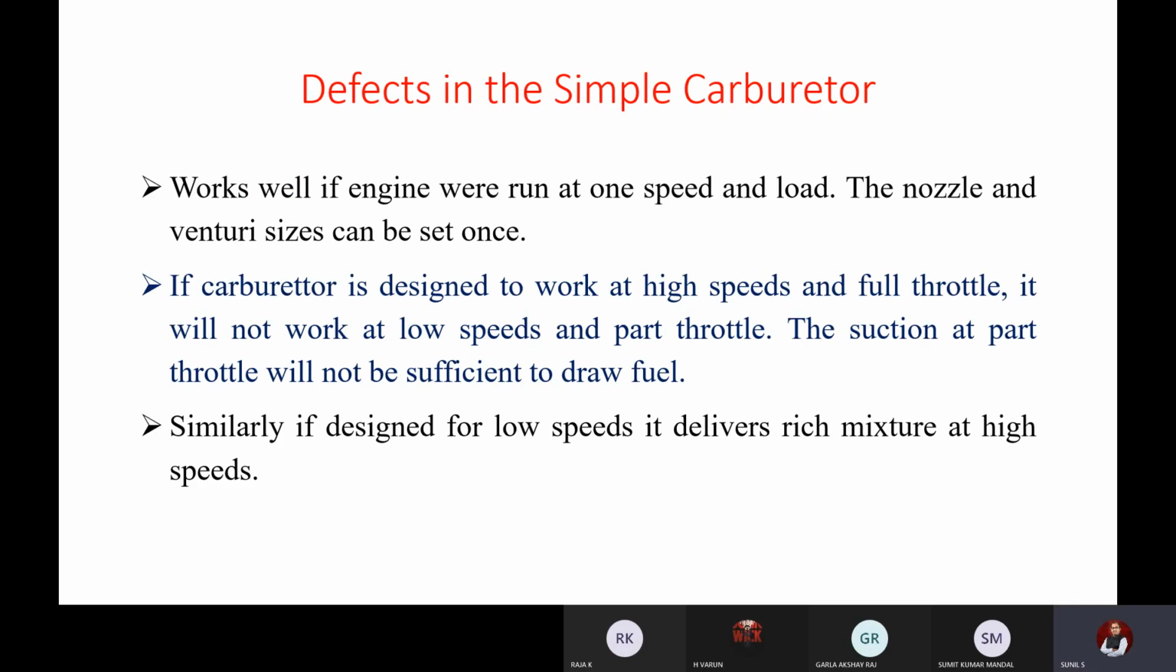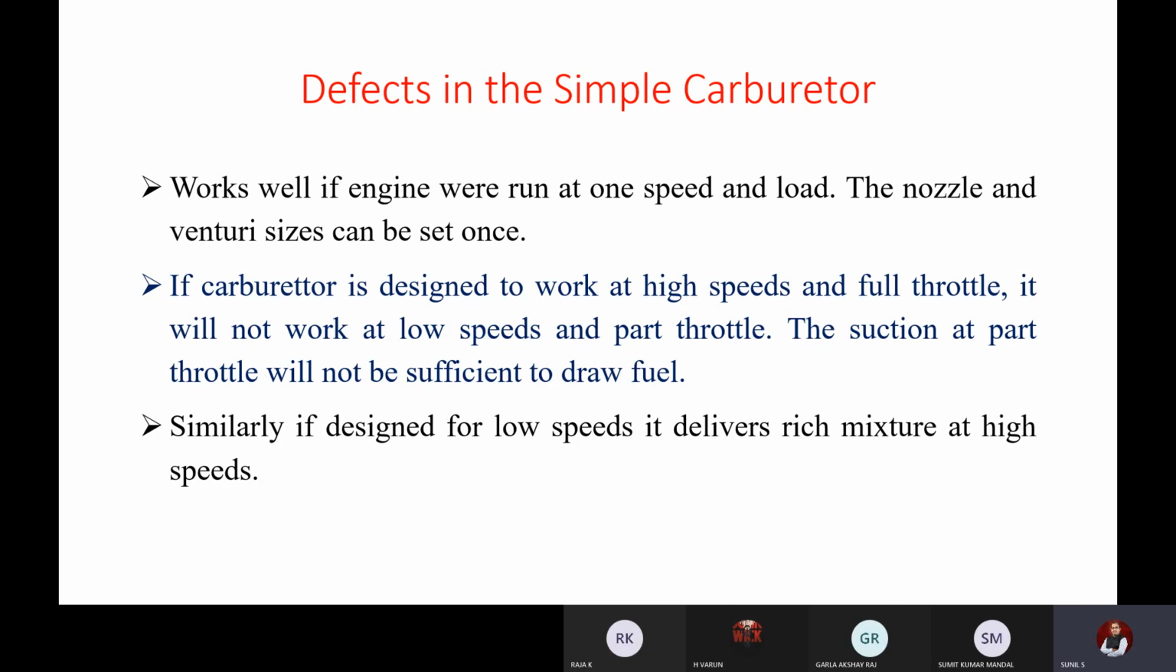Now, we have discussed the working of a simple carburetor. What are the defects in this simple carburetor? This is one of the older technologies which is not used currently. It was used in very early days. So what were the problems that led to the replacement of the simple carburetor is the next question.